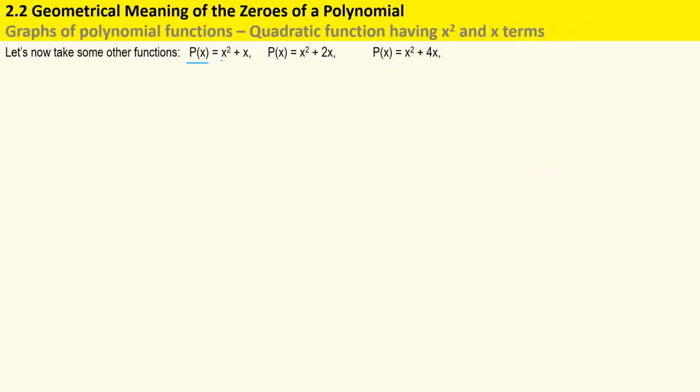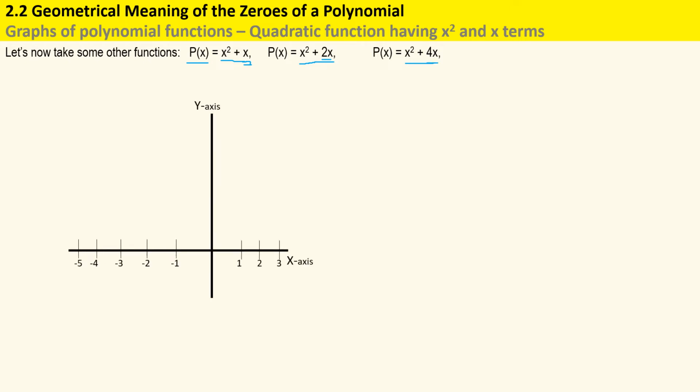Let's take example functions as x² + x. Another example we have is x² + 2x. Another we have is x² + 4x. You will notice that here the coefficient of x is changing. First it is 1, then the coefficient of x is 2, and then the coefficient of x is 4. So this is our axes, x-axis and y-axis. Let's plot the first function x² + x, and this is not to scale, but more or less this will look like the shape that is shown here.